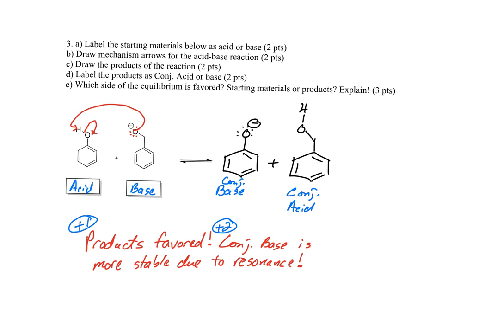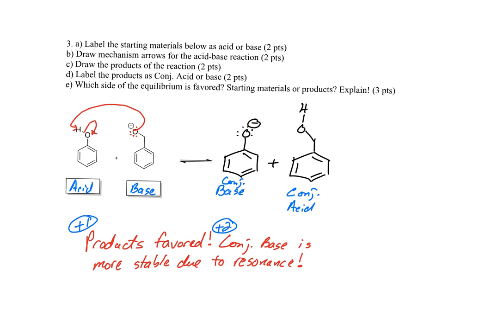Labeled. This is the base because now it has a negative charge. This is the acid because it's the one that got the going the other way. You'd be acidic. And then equilibrium, you could argue it 2 ways. I wrote the products are favored, which is always right. But I wrote because the conjugate base is more stable, right? Because this is more stable because of resonance.